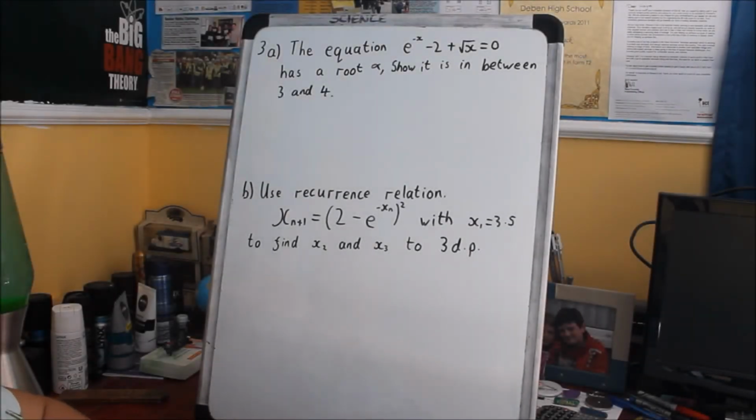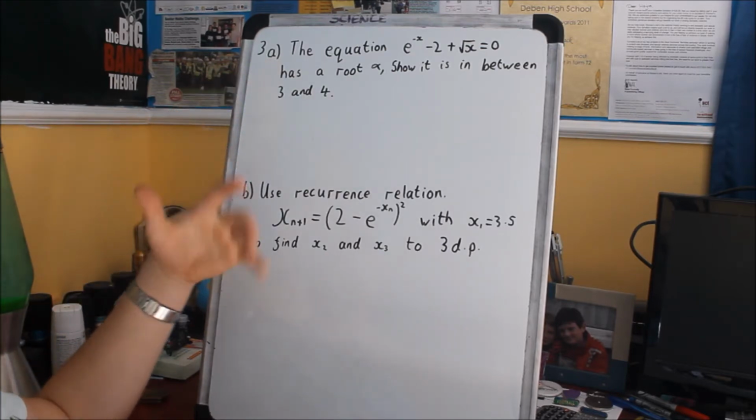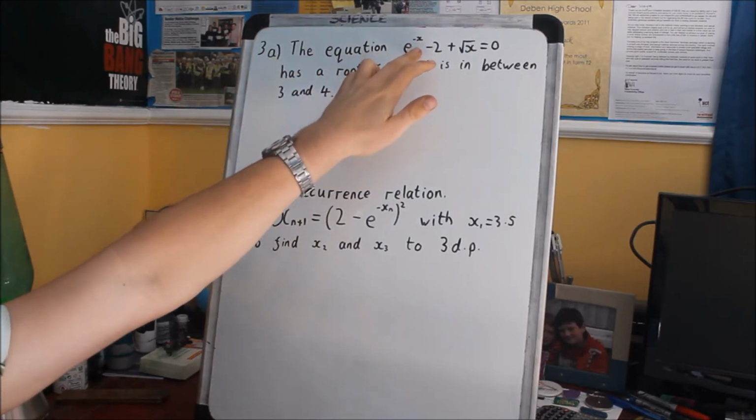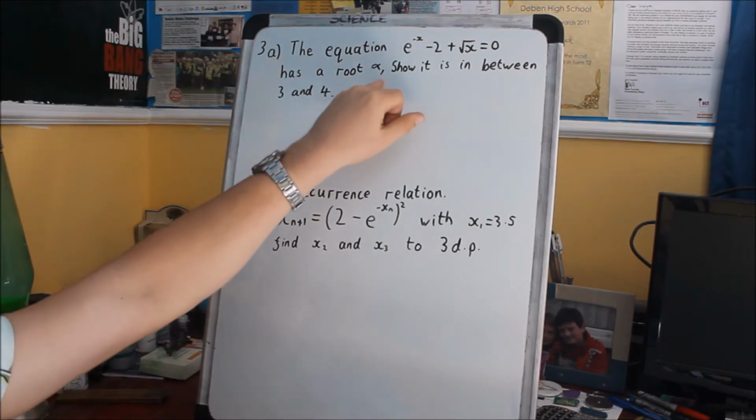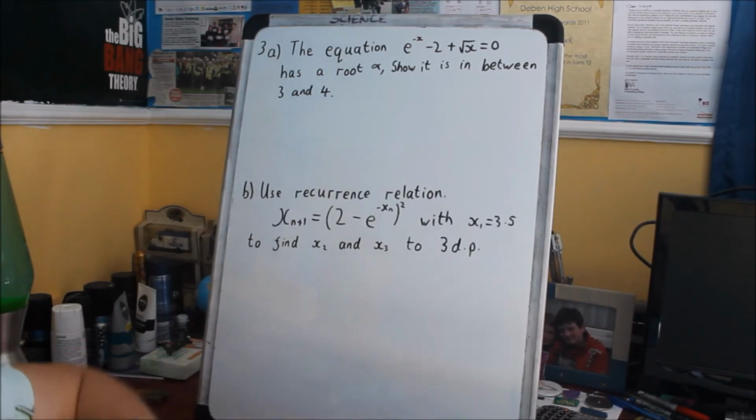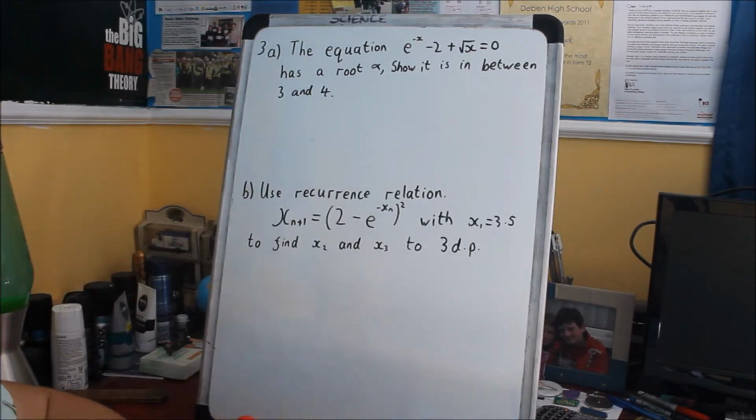Okay, so you might not be able to read it very clearly, but it's A, B and there's a C, but C takes up quite a bit more room, so we're going to do that on another whiteboard. So 3a, the equation e to the minus x minus 2 plus root x equals 0 has a root alpha. Show it is in between 3 and 4. Now this question, like I said, comes up in nearly every paper. So how do you show that it lies in between 2 points? Well, it's the same thing every time.